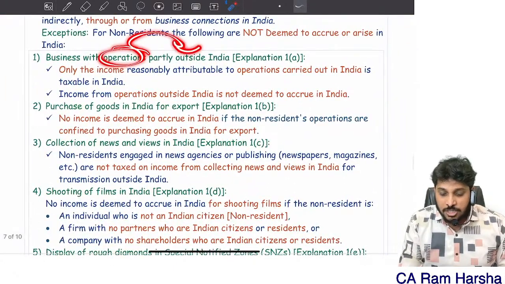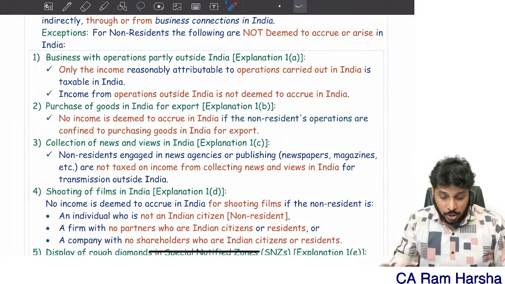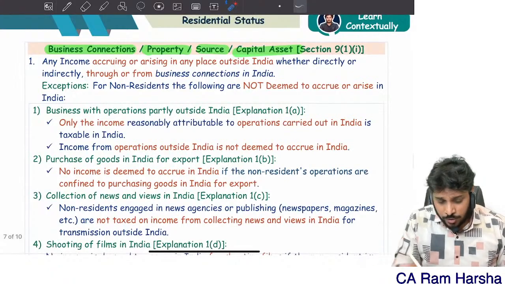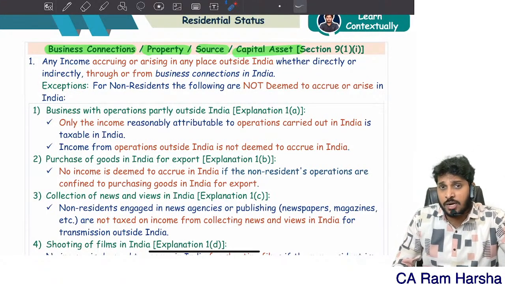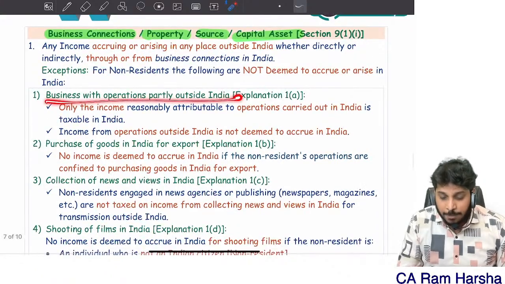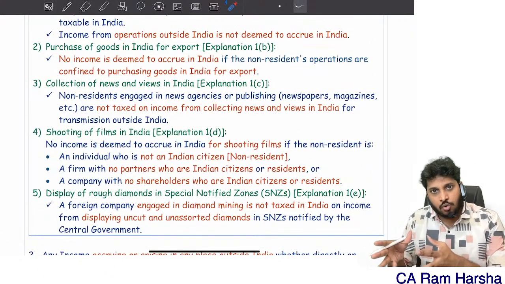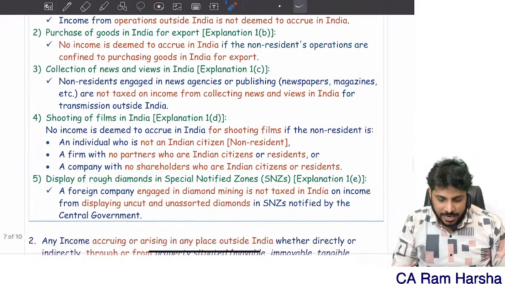However, if some operations are outside India, then that related income is not deemed to accrue in India. Business connection in India is taxable; it accrues in India. The exceptions are those outside India, which are not taxable. So, business operations partly outside: purchase of goods in India, and then selling them outside India. That is not deemed to accrue in India.